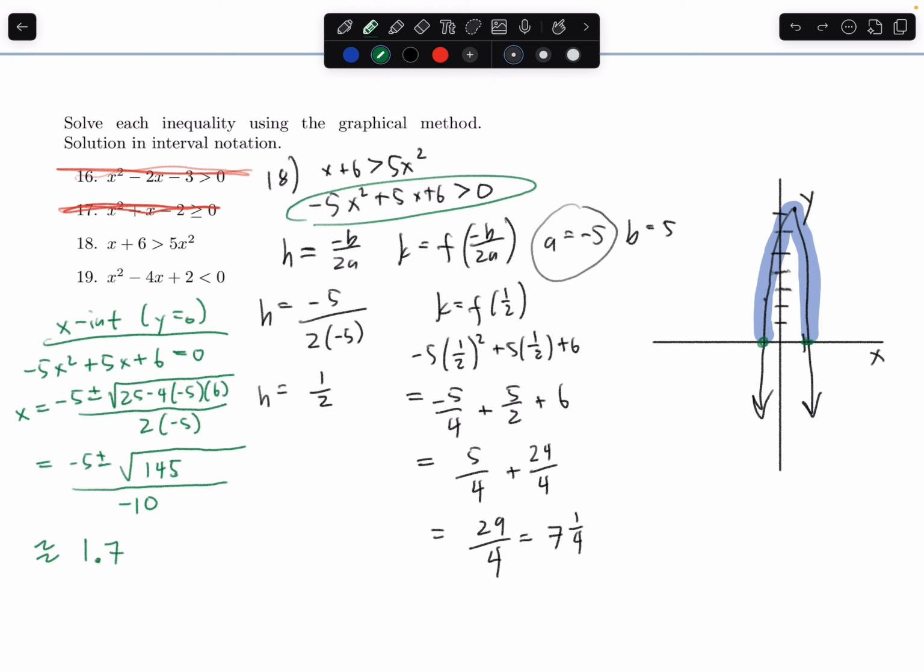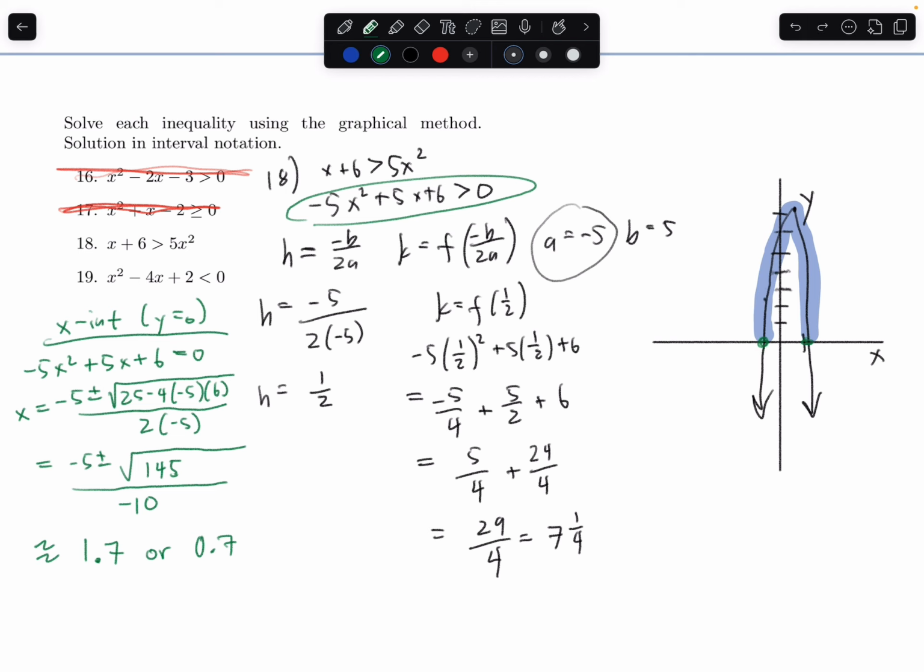And then the other one, if I do plus, it's negative 5 plus the square root of 145 divided by negative 10. And that's about 0.7. Actually, I'm only doing one decimal place for that first time. So let's just do one decimal place. Okay, so about 1.7 or 0.7. And yeah, that kind of checks out to where my graph ended up being.